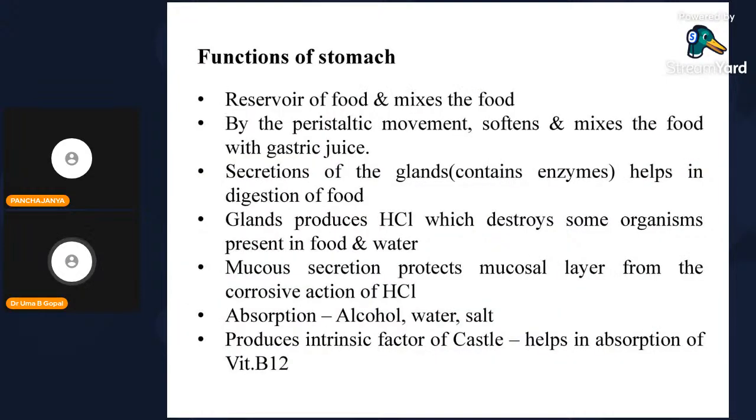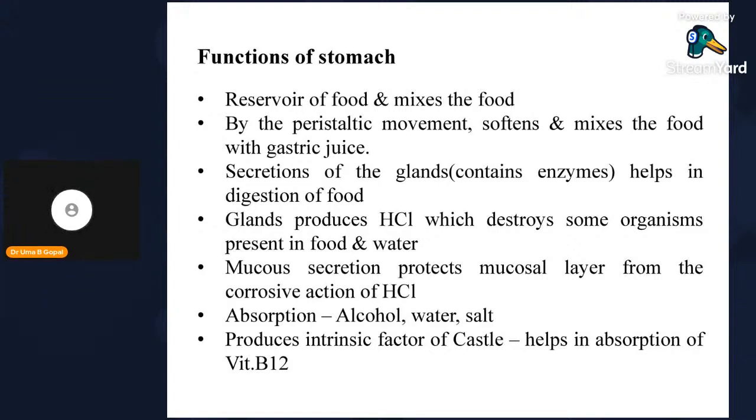Function: it is a reservoir of food, mixes the food, helps in peristaltic movement, softens and mixes the food with gastric juice. Secretions of the glands help in digestion of food. Glands produce HCl, which destroys organisms present in the food and water. Mucus secretion protects the mucosal layer from the corrosive action of HCl. Absorption of alcohol, water and salt. It produces the intrinsic factor of Castle, which helps in absorption of vitamin B12.